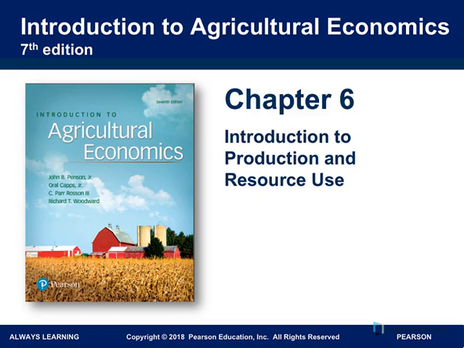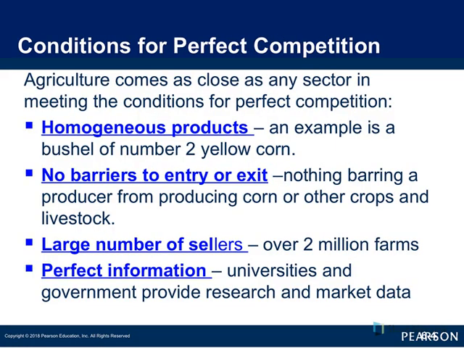We're going to go ahead and discuss Chapter 6, the Introduction to Production and Resource Use. The first idea that I want to talk to you guys about is the idea of perfect competition, and agriculture is the closest firm as any to come to perfect competition. In order for perfect competition to occur, 4 items must be in place.